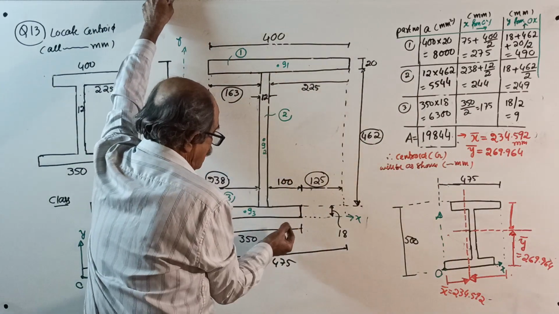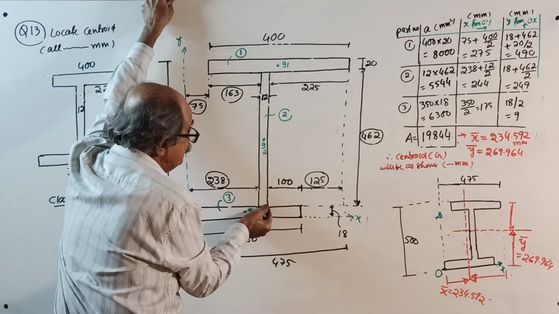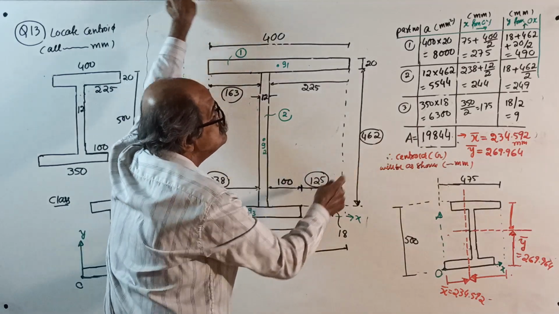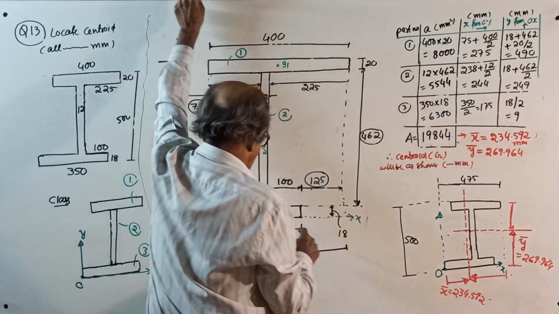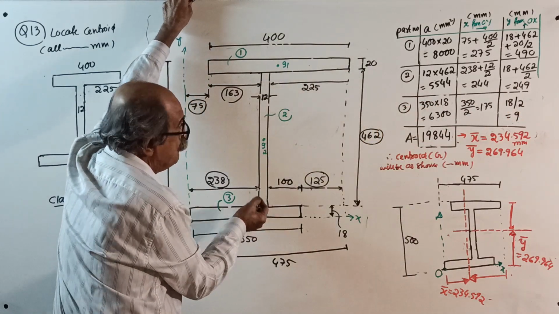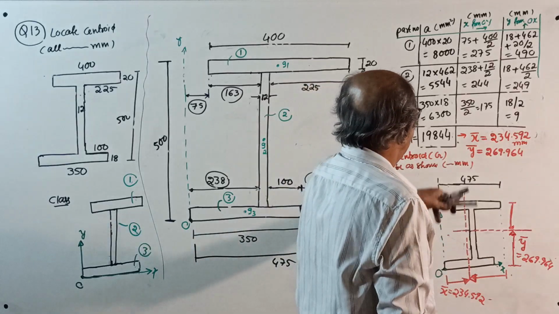y2, 18 plus half of 462, over. y3 for this one, directly half of 18. Okay, over. Now you write.